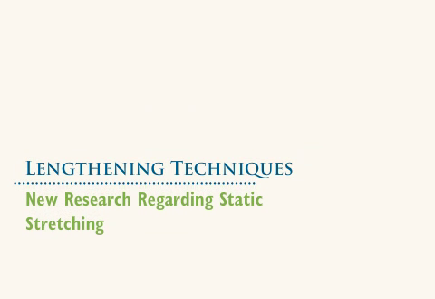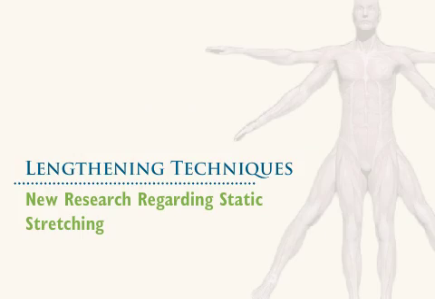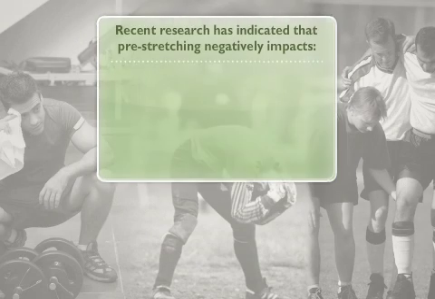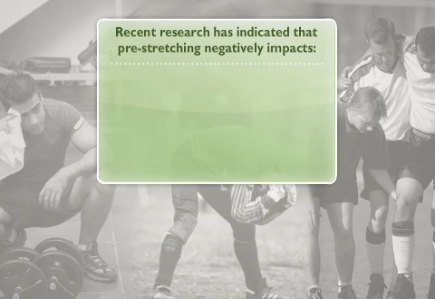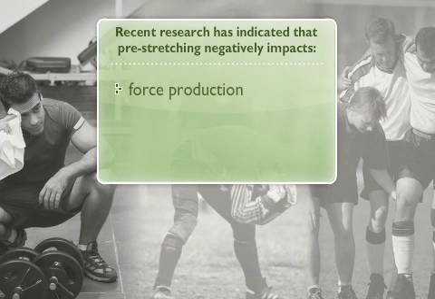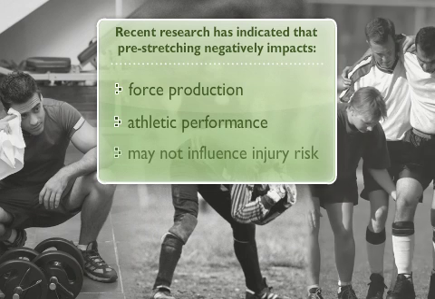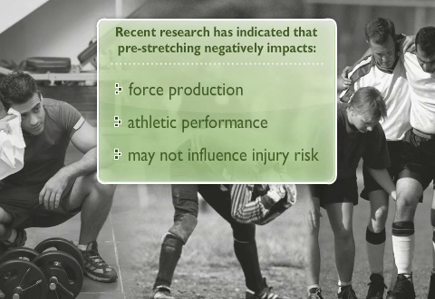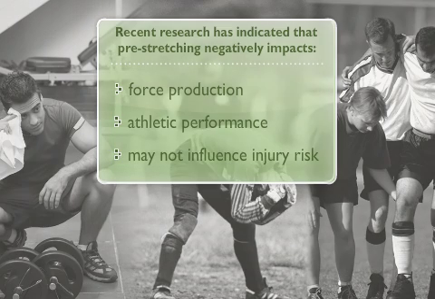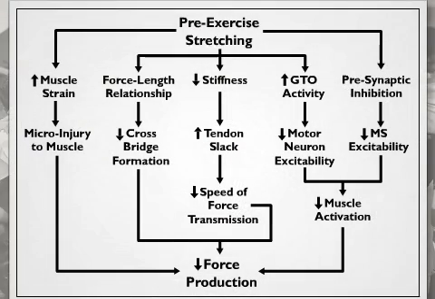New research regarding static stretching. Conversely, recent research has also indicated that pre-stretching negatively impacts force production and athletic performance and may not influence injury risk. The proposed mechanism for how stretching can negatively affect force production is illustrated here. The general theory is that stretching can affect the structural and neurological components of muscle, such as increased GTO activity, decreased muscle spindle and motor neuron excitability, and decreased cross-bridge formation, which can lead to a muscle's inability to effectively generate force.